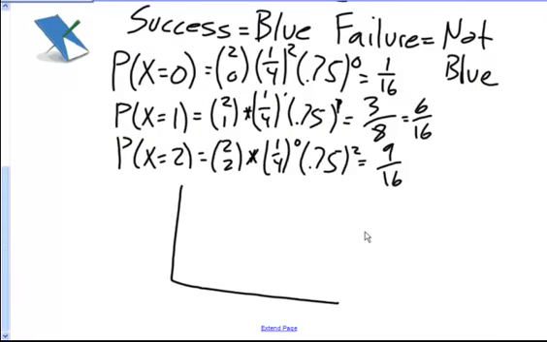So if we make our spike diagram, let's say we have 10/16 up here, and 5/16. Here's where we choose none, and we go up to 1/16. Here's where we choose 1. We got 1 of the blues, so we go up to 6/16. And here's where it's 2, and we go all the way up to 9/16. So that's how it would look if we had 2 trials.